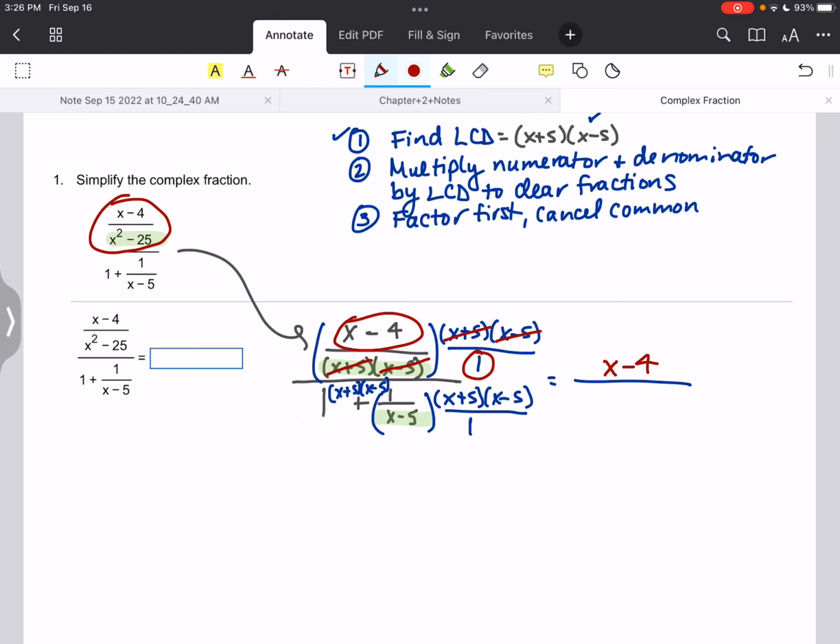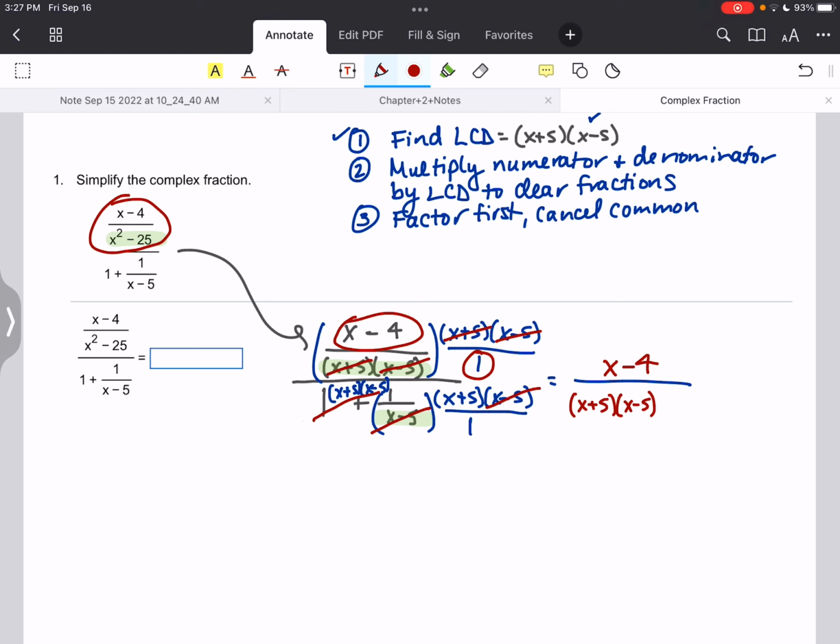Down in the bottom left, I have 1 times x plus 5 times x minus 5. Right, this guy here. The 1 doesn't do anything in terms of multiplication, so I'm just going to write the remaining x plus 5 times x minus 5. And then in the bottom right, my only factor in the denominator is x minus 5. I'm going to cancel that with the matching x minus 5 up top.